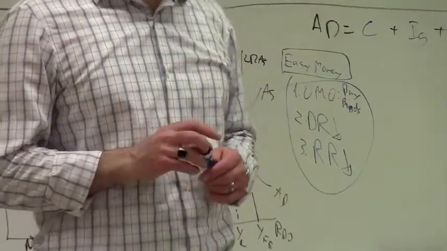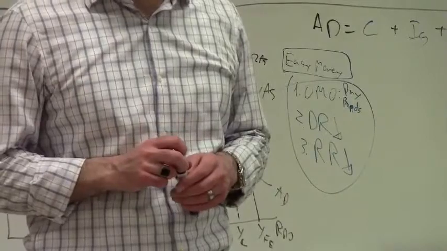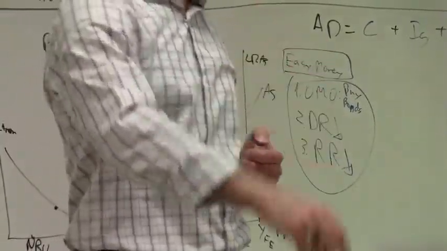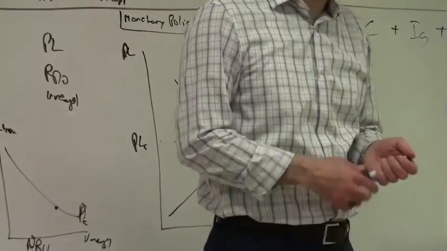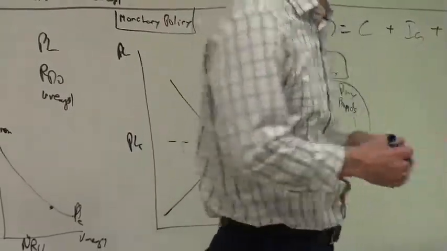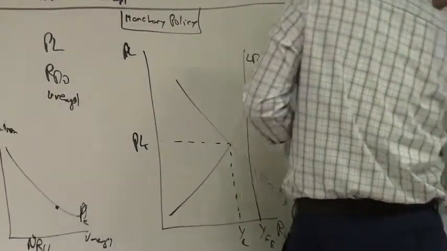On this graph? Not on this graph, on a new one. Money market, right? Money market, excellent, is the one that actually presents supply and demand for all the money in the economy. So let's draw the money market.